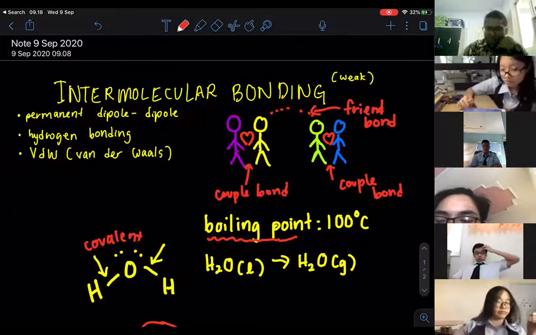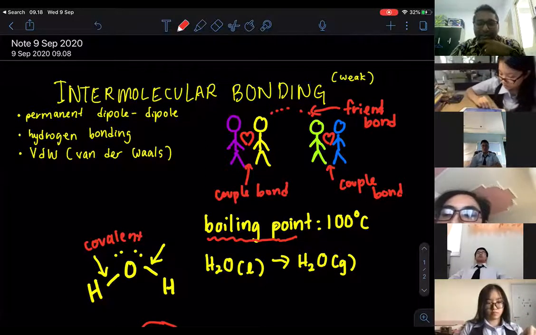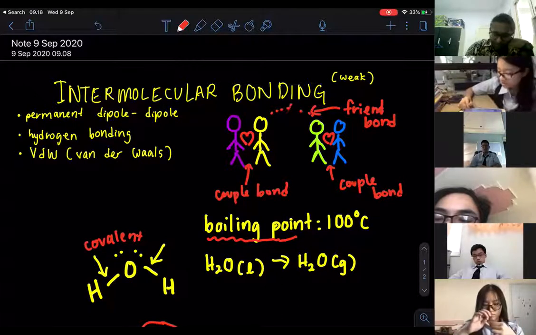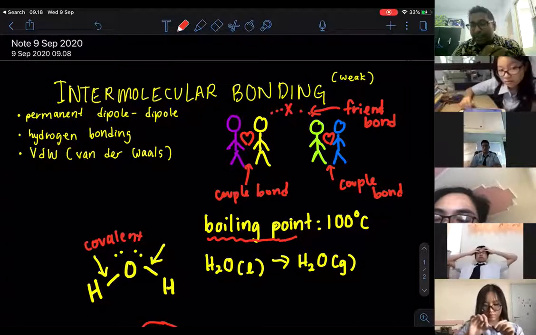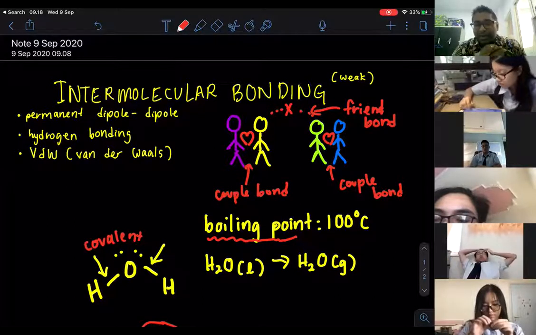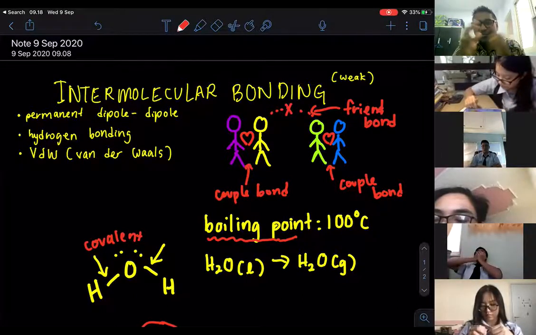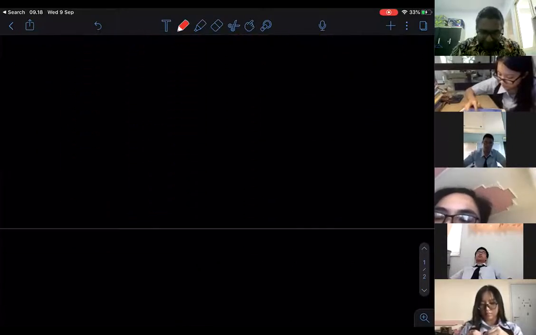So just remember, the couple bond, or the love within themselves, is much stronger. So if there is any issue and you want to separate them, most likely the friendship bond is going to be broken. So we are looking into the friend bond over here. The intermolecular bonding is the friend bond. So we have different types of bonding. I hope it's clear. But now let's look at how we determine this kind of bonding.